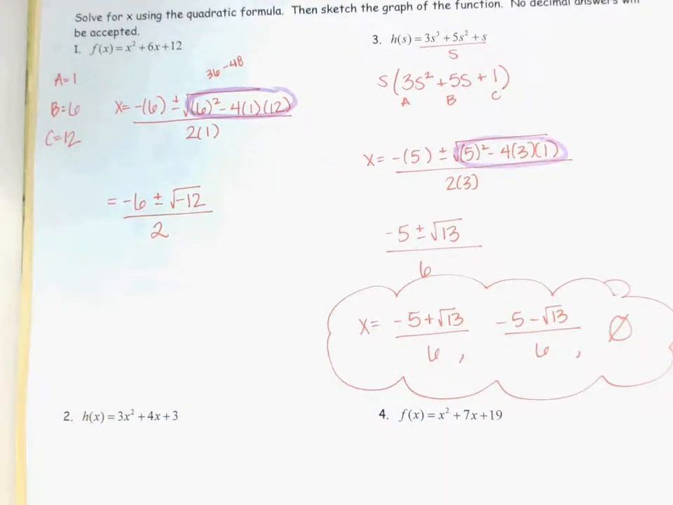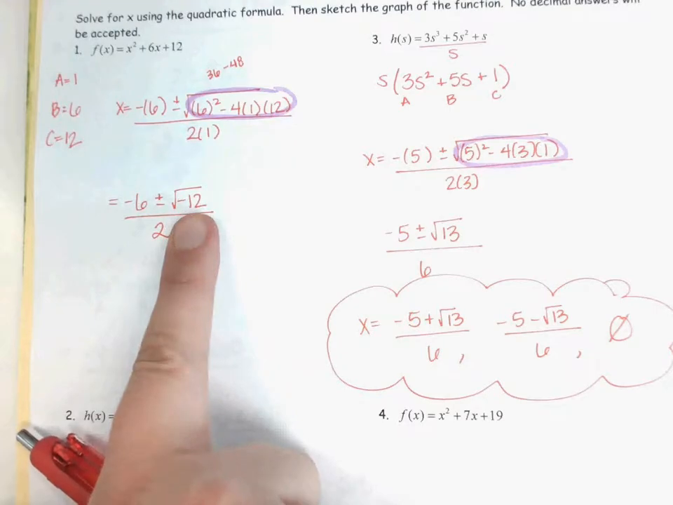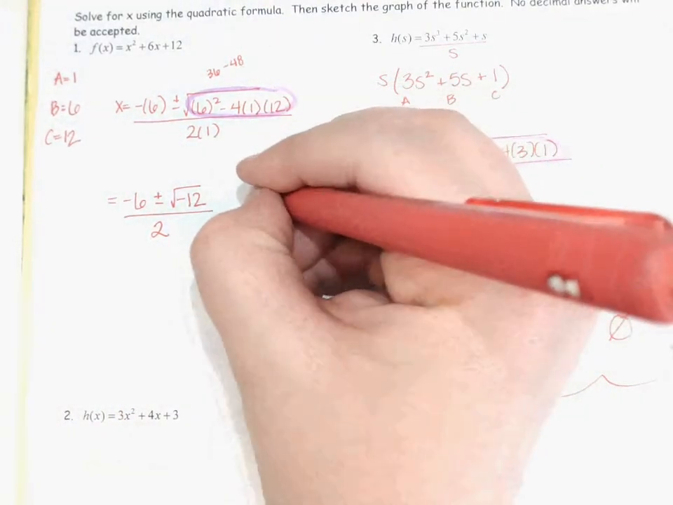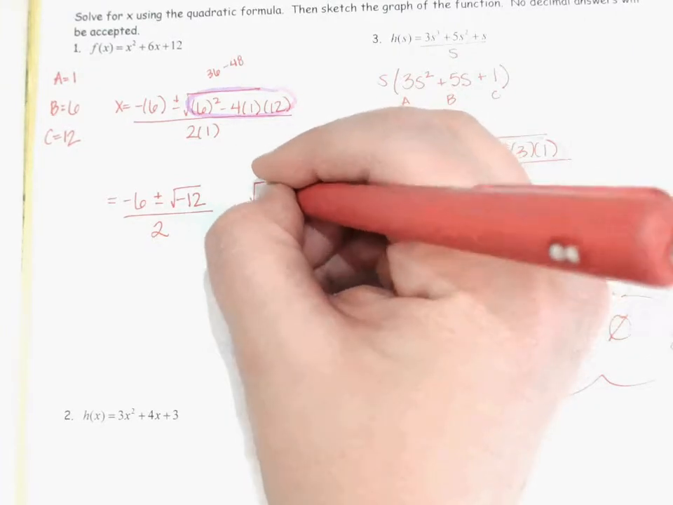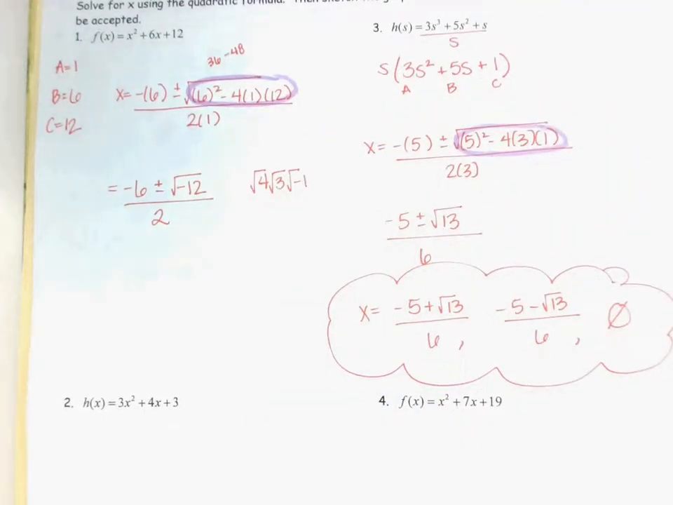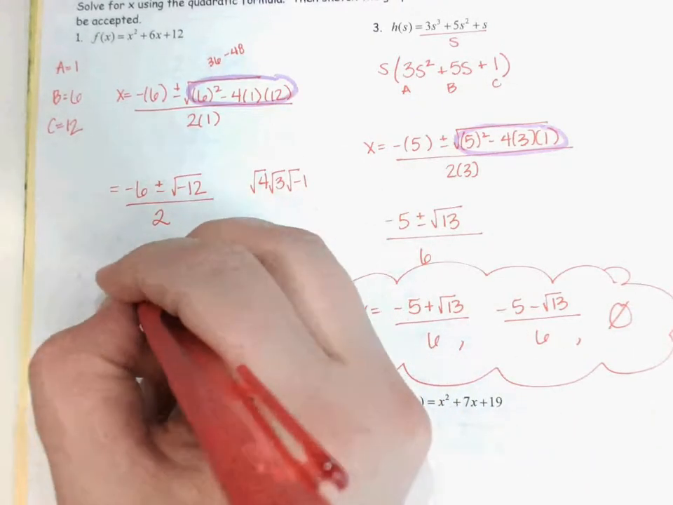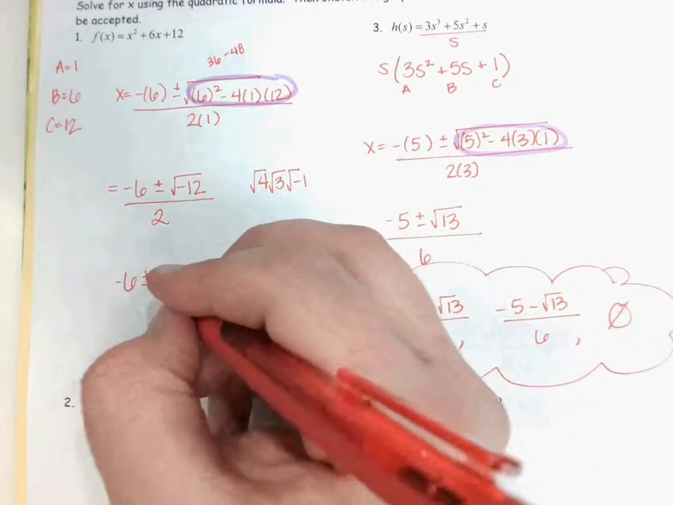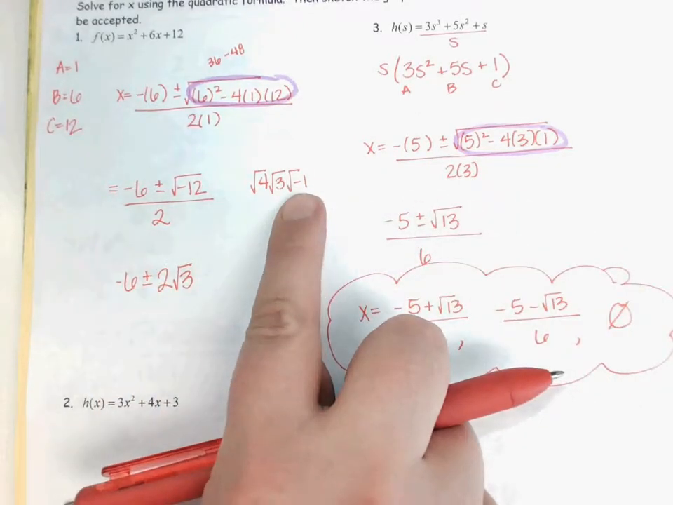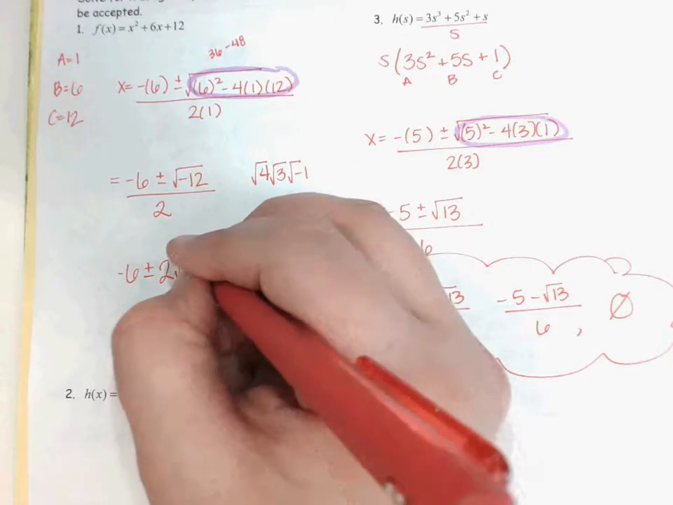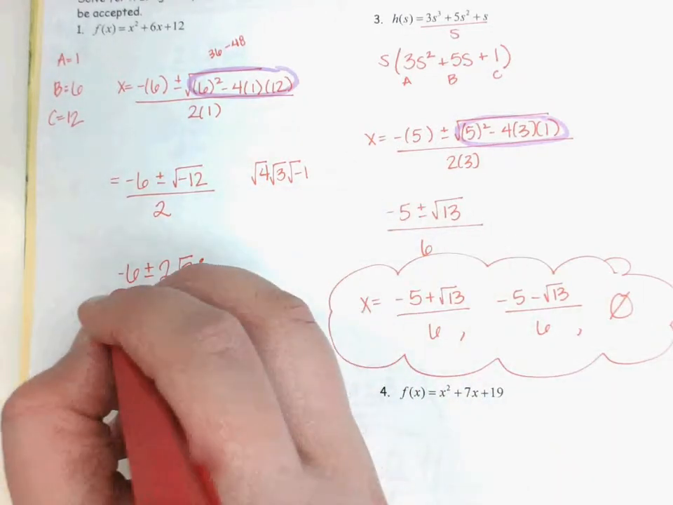Okay, now from here, think about your perfect squares. 9 is a perfect square. What else? 9, 16, and 4, right? Can I divide 12 by 4? Yes. So I do 4 times 3 times negative 1, right? 4 is perfect, negative 1 is perfect, 3 is not, but I can reduce the other two pieces. What's the square root of 4? So I have negative 6 plus or minus 2 root 3, leave it alone. And then what's the square root of negative 1? What letter? I. And then all of that is divided by 2.